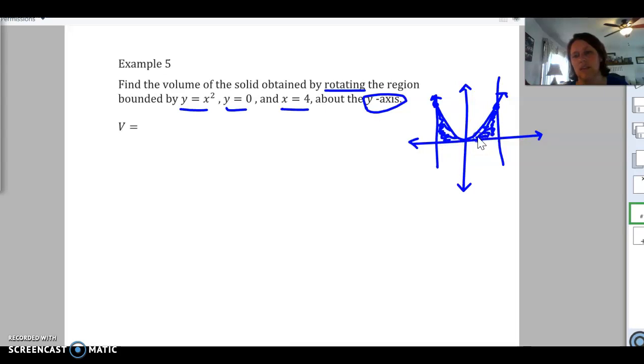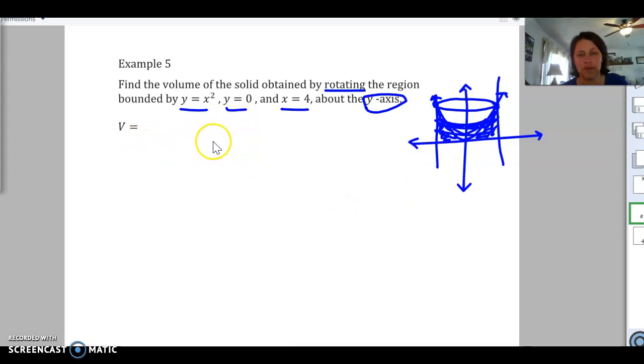So notice this one, when we rotate it around our y-axis, this one is actually going to have a hole in the middle. So for this one, we're going to want to use our washer method. And we have 2 radii, an inside radius and an outside radius that we need to worry about. Okay, so you guys get the idea. We're going to rotate that around that y-axis.